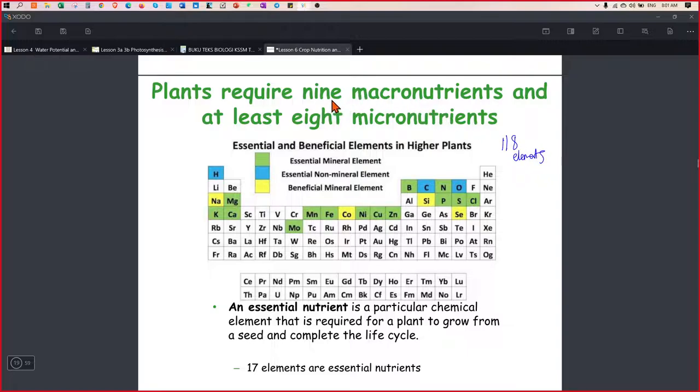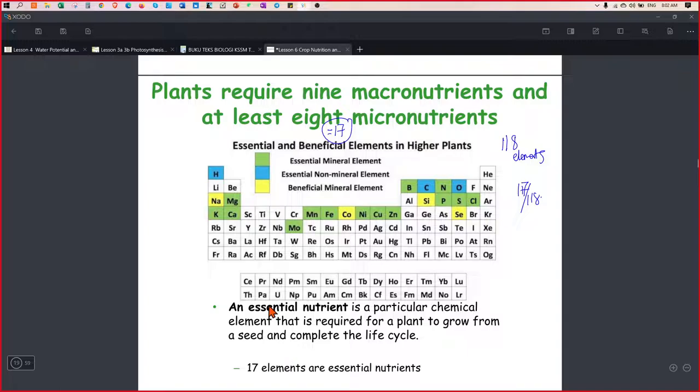plants require about 9 + 8. Plants require about 17 elements, 17 out of 118, as the essential nutrients to complete their life cycle. Okay, and these elements reside in various groups. They are from group 1, group 2, you can see here from this side of the periodic table as well, and also in the middle.